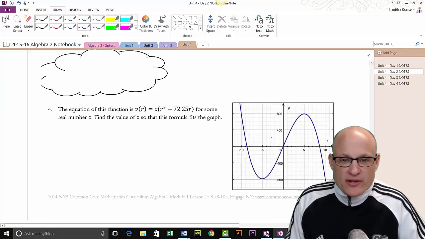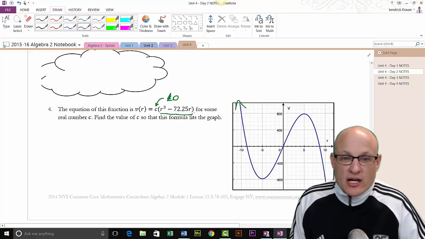So let's talk about this. This is clearly a cubic function. And if you look at this function, I'm looking at my c value. The only thing I know about my c is it's probably negative, less than or equal to zero. Why is it negative? Because it's going up that way and down that way.